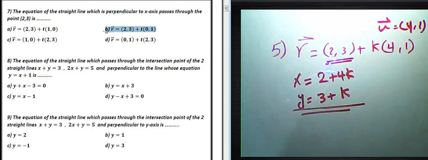Look at this phrase. It tells you the equation of a straight line which is perpendicular to the x-axis. Perpendicular to the x-axis means parallel to y dash, or parallel to the y-axis. The slope will be undefined. Undefined means 1 over 0. Among the choices A, B, C or D, we must choose B because the slope here is 1 over 0, undefined.